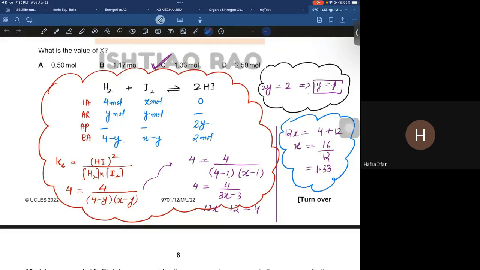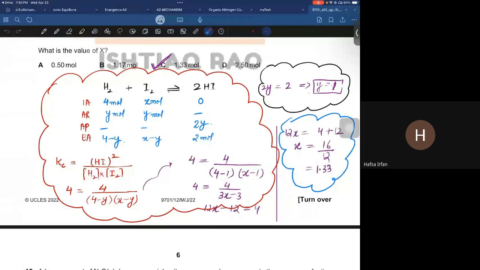Otherwise, if you have two unknowns in the same equation, how would you solve it? Then you would need two simultaneous equations. I have only one equation, so I would be dealing with one equation only. That's why I did this. Okay, it's a tricky question. Otherwise, generally in this question Kc is given. This question, the Kc is given.